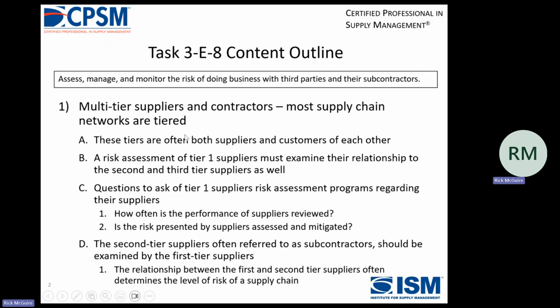So multi-tier suppliers and contractors. Most supply chain networks are tiered, so tier 1, tier 2, tier 3, etc. These tiers are often both suppliers and customers of each other. And a risk assessment of tier 1 suppliers must examine their relationship to the second and third tier suppliers as well.